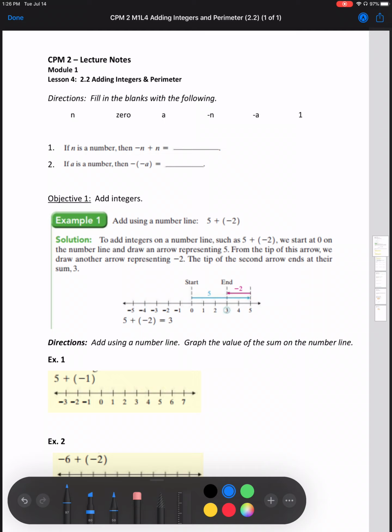Hi. All right, so today we're going to start. We're still on Module 1. We're going to do Lesson 4 today, which is 2.2, adding integers, and then we're going to talk about perimeter.